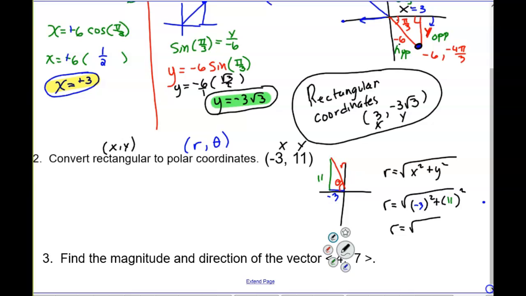Alright, so -3 squared is 9, 11 squared is 121. We get the square root of 130.